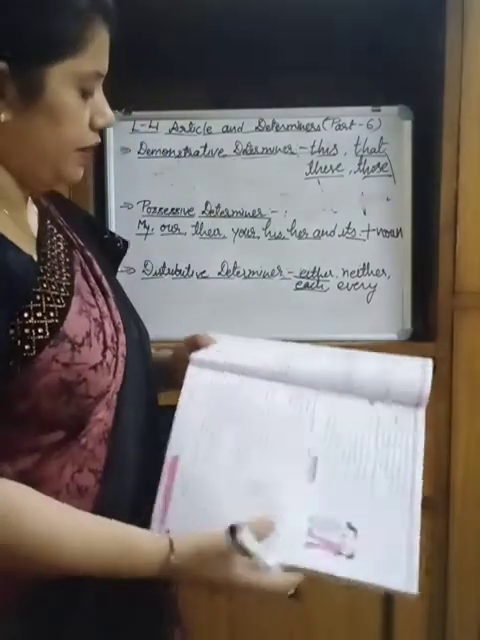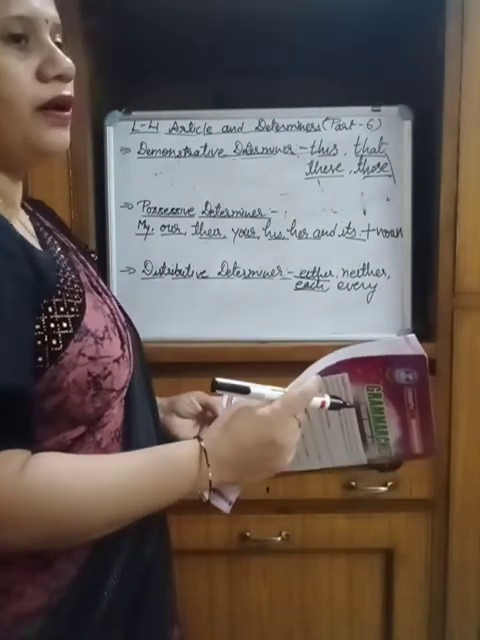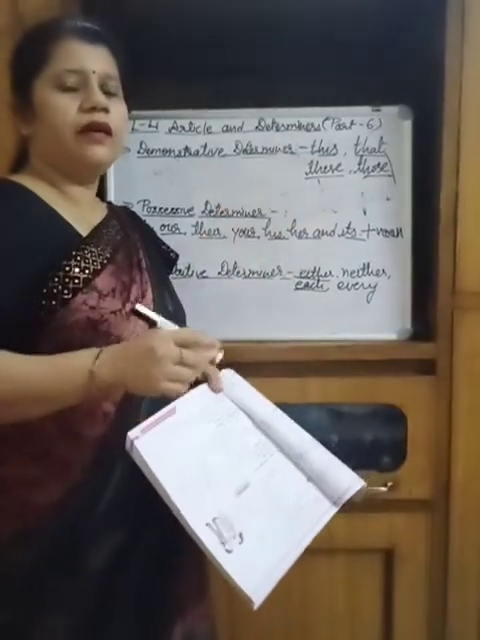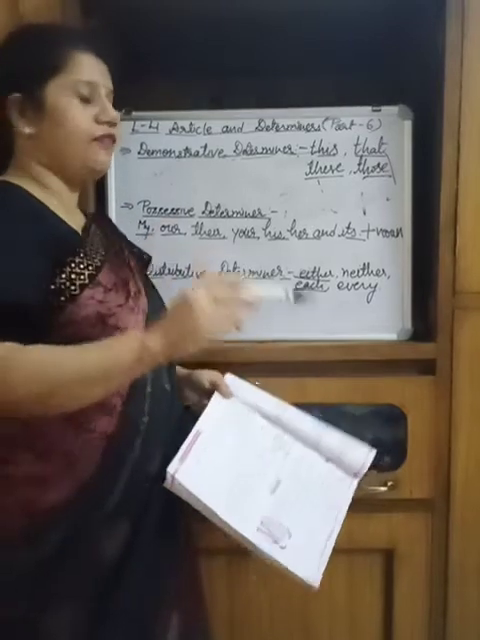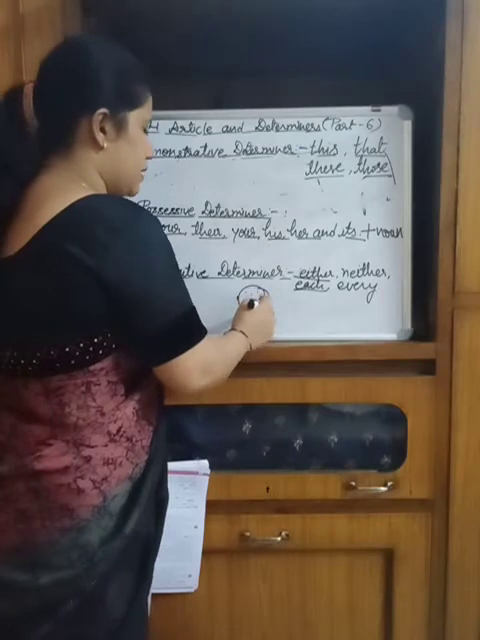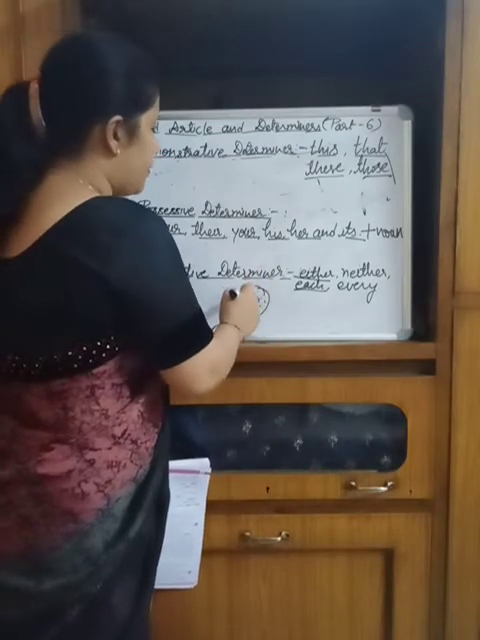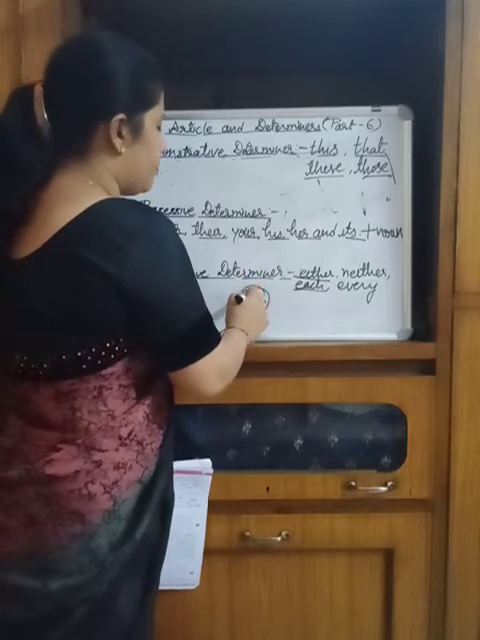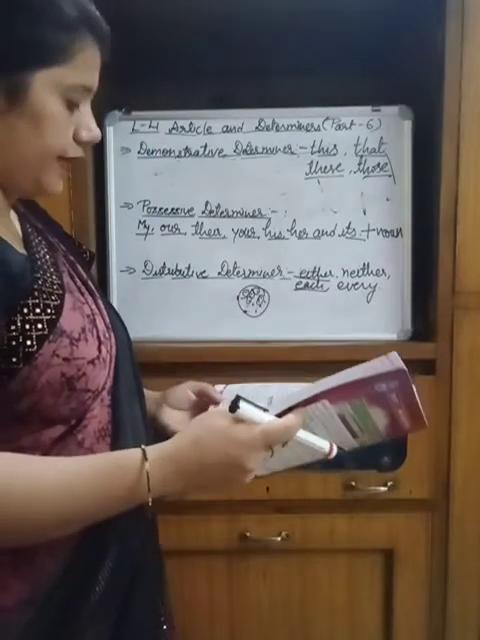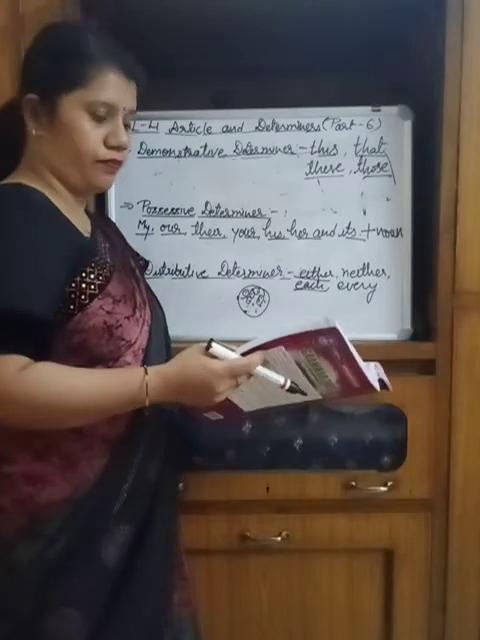Suppose you see the example given in your book: each child was in proper uniform. A group is there, and among the group there are different people, or students, or children, and I am talking about everybody. For everybody it is compulsory to wear the uniform. So here it is: each child was in proper uniform.